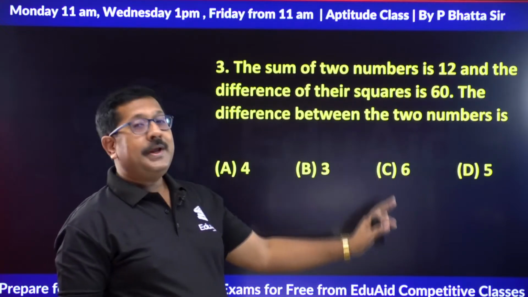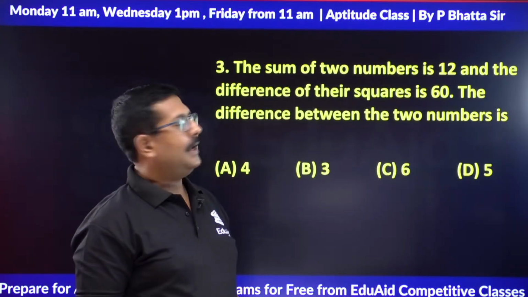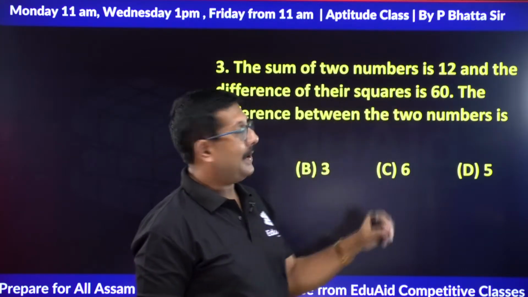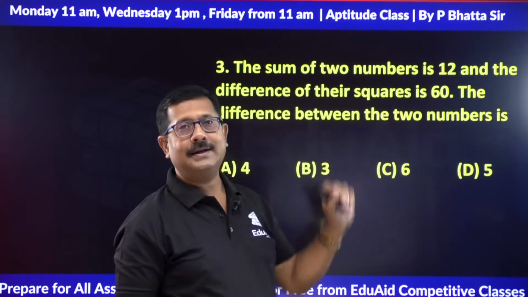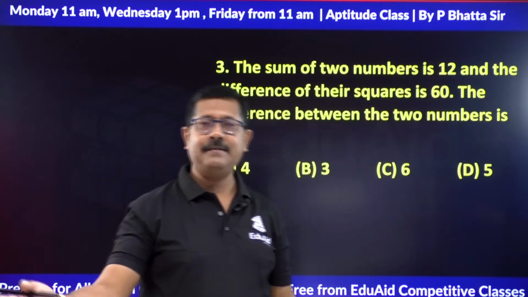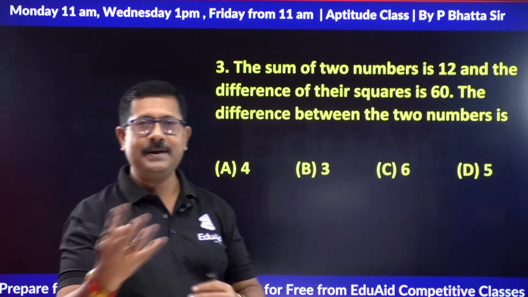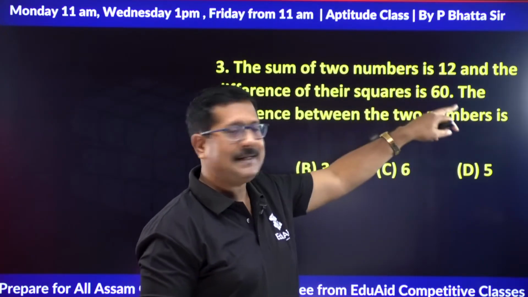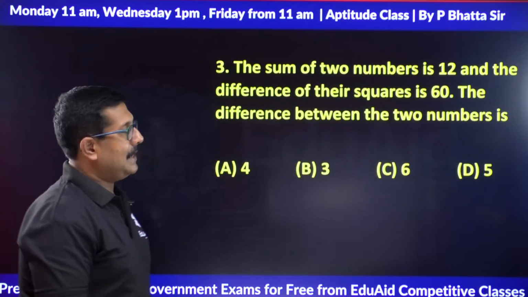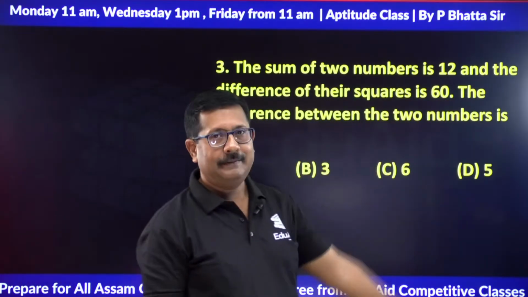So this way, we have to solve the equation. But mentally, whenever you solve it, just see the terms given: difference of their squares and sum of them. So simply divide the two figures, difference by sum, and you will get the actual difference between the two numbers. Hence, our result is 5 here.